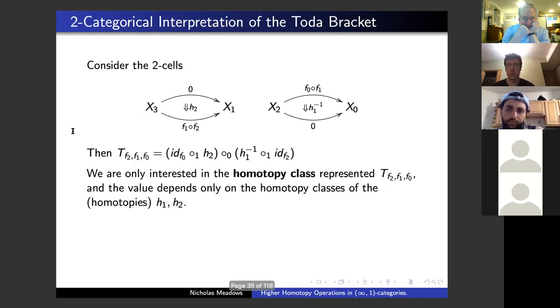So the thing is that we're only interested in the homotopy class represented by this Toda bracket, right? Because we're interested in elements in homotopy groups of spheres. And the value depends only upon the homotopy classes of H1 and H2. So if I had a higher homotopy between the homotopy H1 and H1 prime, this would basically give the same element in the higher homotopy groups of spheres.